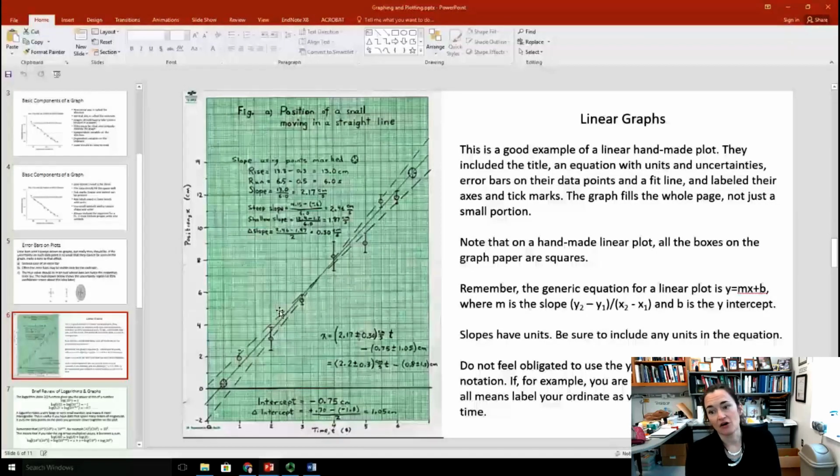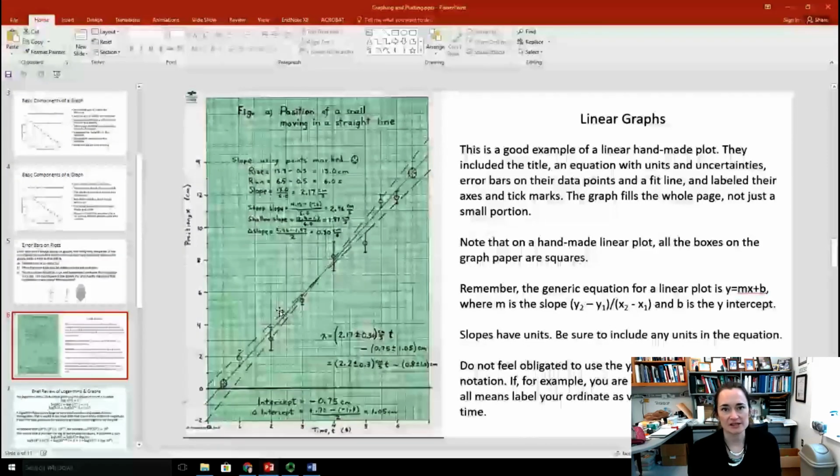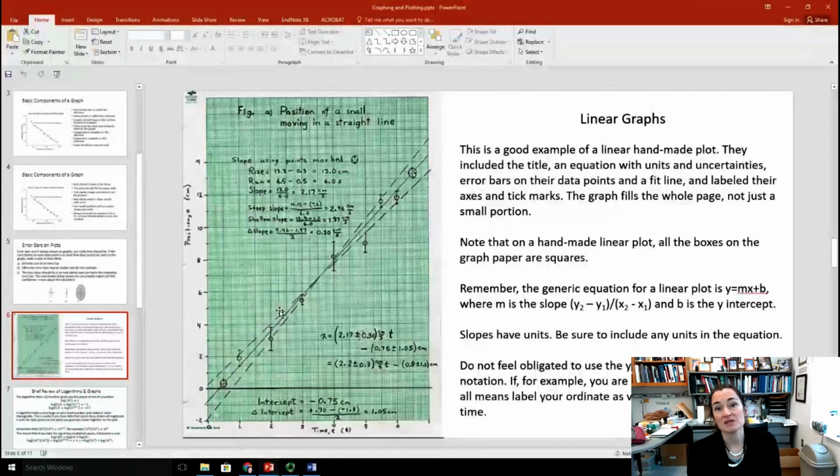Okay? Now, of course, the generic equation that you learn in algebra or whatever for a linear plot is y equals mx plus b, right? Everybody's learned that. So here y is your dependent variable, x is your independent variable, m is the slope of that line for a linear fit, and b is the intercept for that linear fit, okay? So that's all there.